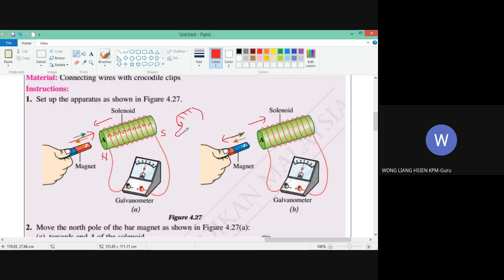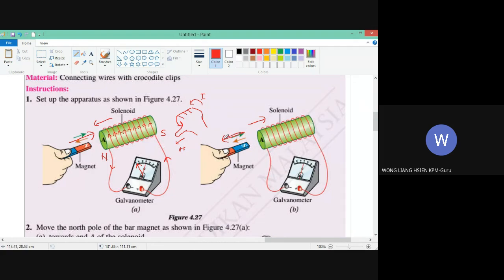This is your thumb. This is your right-hand grip rule. So this is the north. This is the direction of the current. Okay, so like this, we can find out that the direction of current is like this. And if the direction of current is like this, that means the pointer of the galvanometer must be like this.